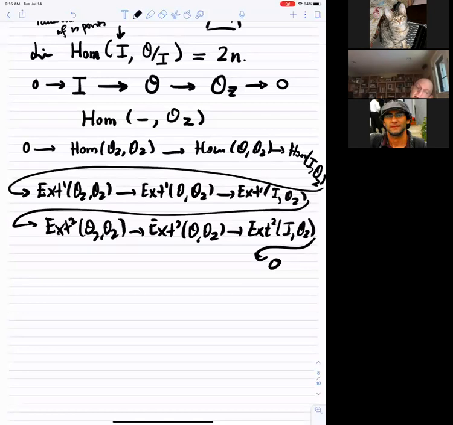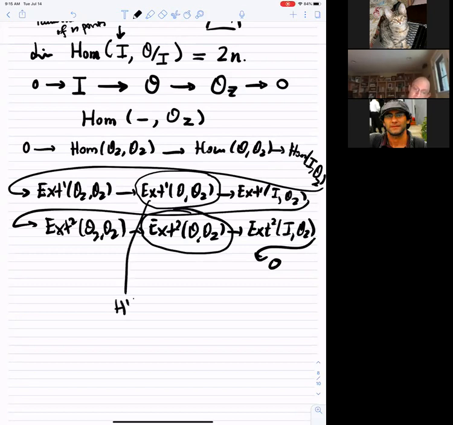Now you see, we understand these really well. Ext^1(O, O_Z) and Ext^2(O, O_Z) are just H^1 of O_Z and H^2 of O_Z. But this is a 0-dimensional scheme, so it doesn't have any higher cohomology, so you see that these are 0, right? This is because of the Grothendieck vanishing theorem.